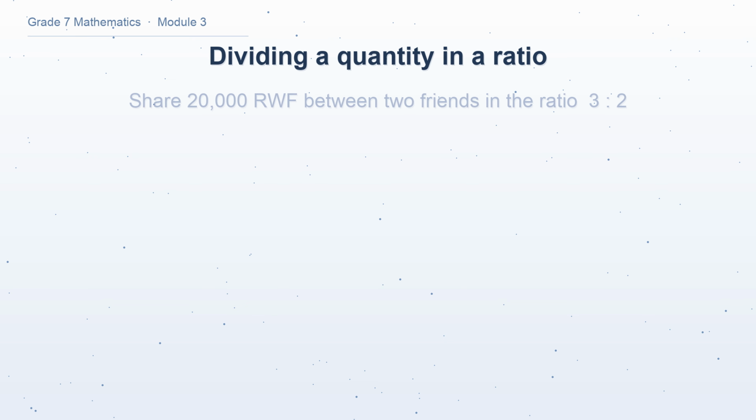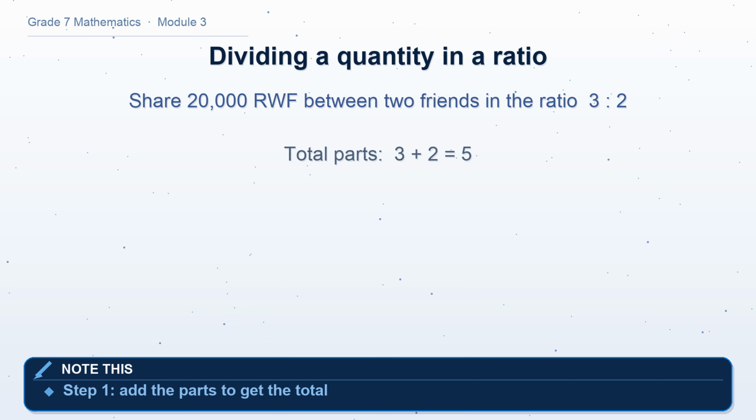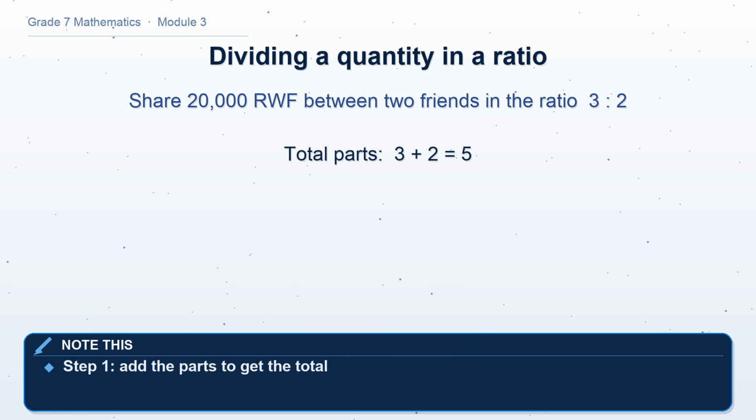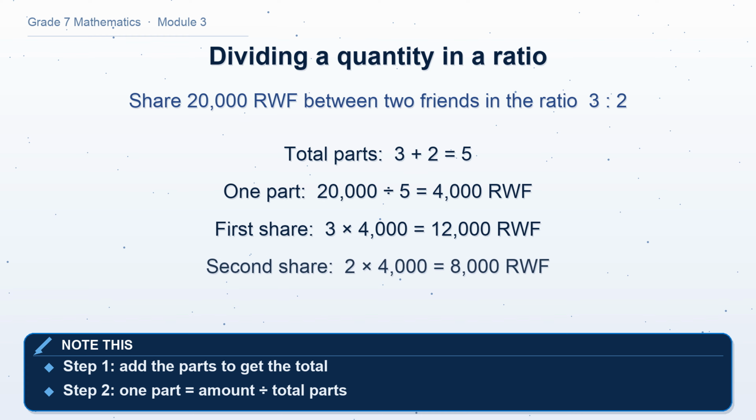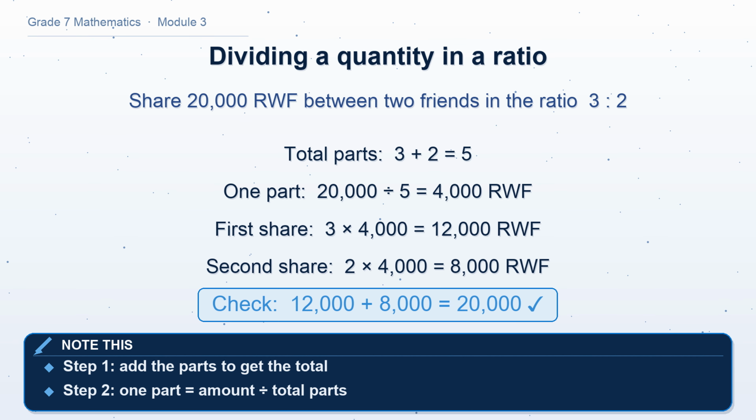Now we can share a quantity in a given ratio. Suppose 2 friends share 20,000 francs in the ratio 3 to 2. First, add the ratio numbers to find the total parts. 3 plus 2 is 5 parts. Next, find the value of one part by dividing the amount by the total parts. 20,000 divided by 5 is 4,000 francs. The first friend receives 3 parts, that is 3 times 4,000, 12,000 francs. The second friend receives 2 parts, 8,000 francs. And the 2 shares add back to 20,000, so our answer checks out.